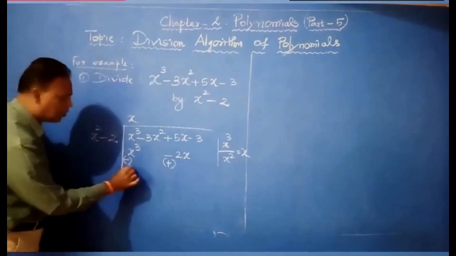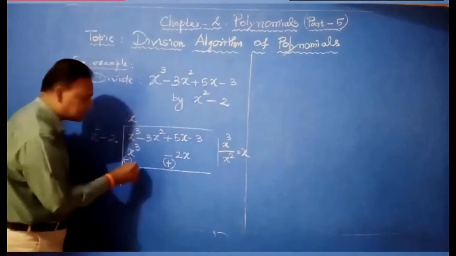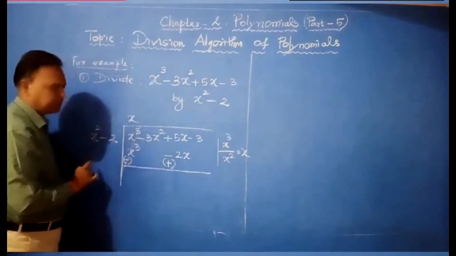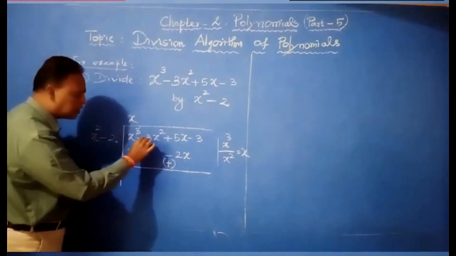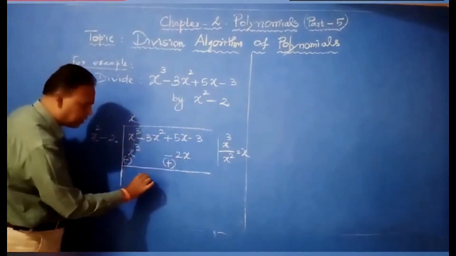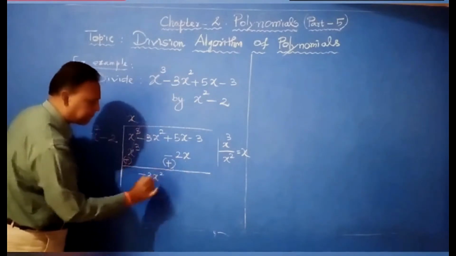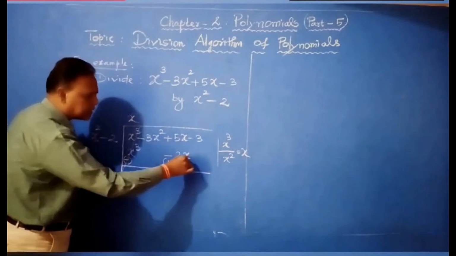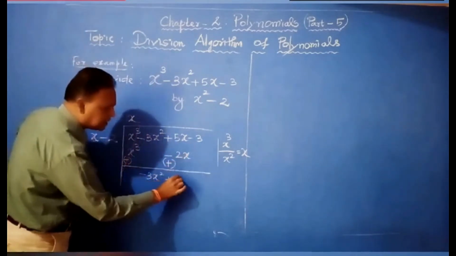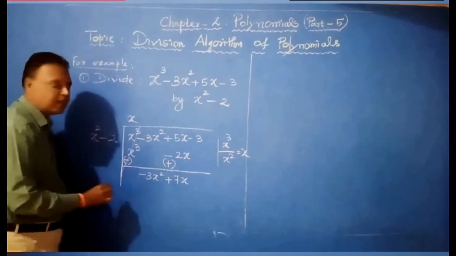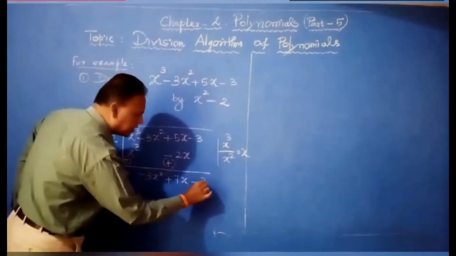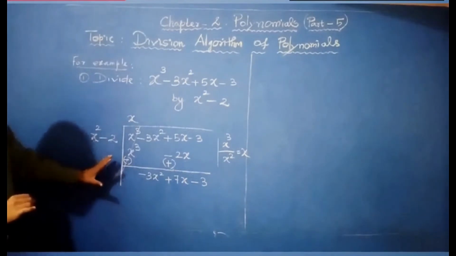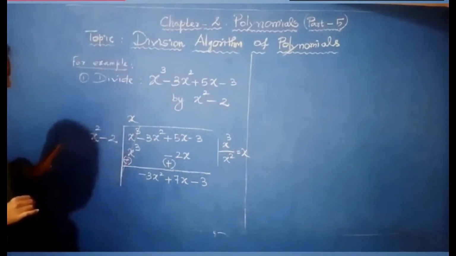Understand? Now subtract. One plus term, one minus term means it will be cancelled. Now this minus 3x squared bring down here. Okay, here you just add plus 5x plus 2x, how much? Plus 7x. Now this minus 3 also bring down here. Understand? So ordinary division only. We are dividing with polynomials, that's all.